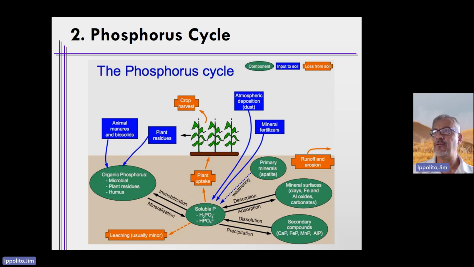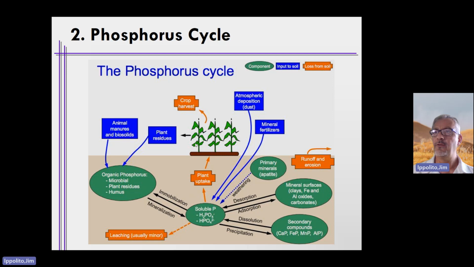Then there's inputs. So let's talk about this cycle in general, and then we'll get into the cycle in more detail. So first, let's talk about the inputs. The inputs of phosphorus to a soil are through materials like fertilizers. We as humans can apply phosphorus fertilizers to soils. Phosphorus can also be input into soils via animal manures, biosolids, other organic amendments that contain phosphorus itself.